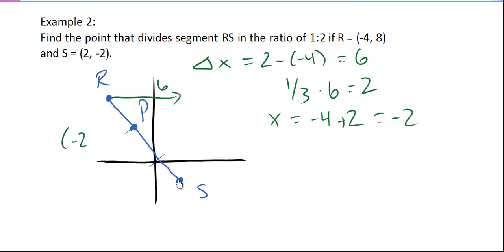So my x-coordinate here should be -2, which makes sense, right? Because if I go from -4 and I go right 2, I'd be at -2. If I went 2 more, I'd be at 0. If I went 2 more, I'd be at +2. So it makes sense that that's 1/3 of the way.